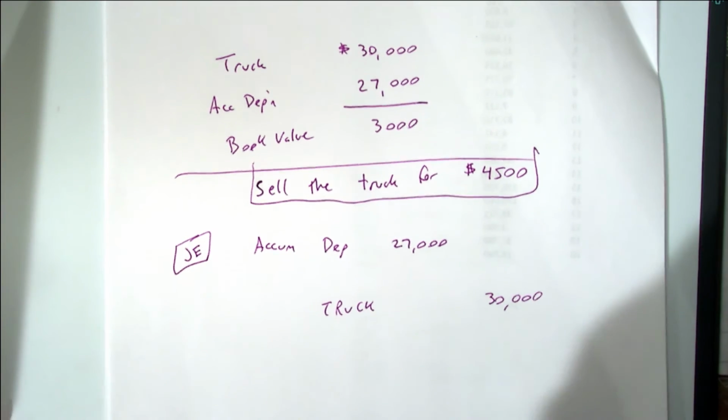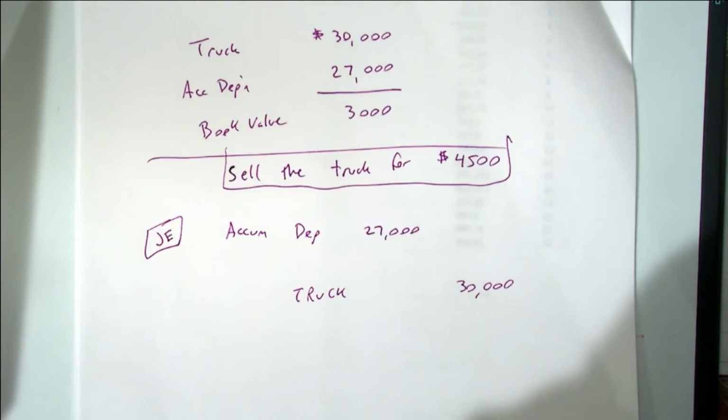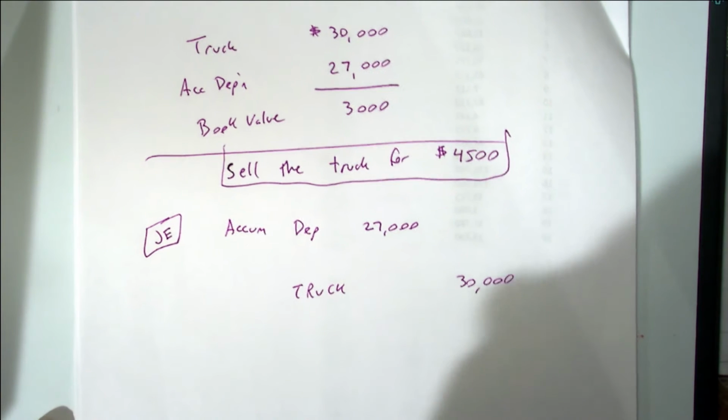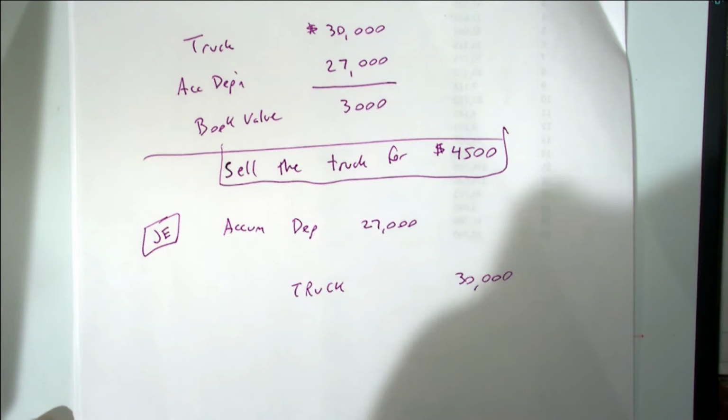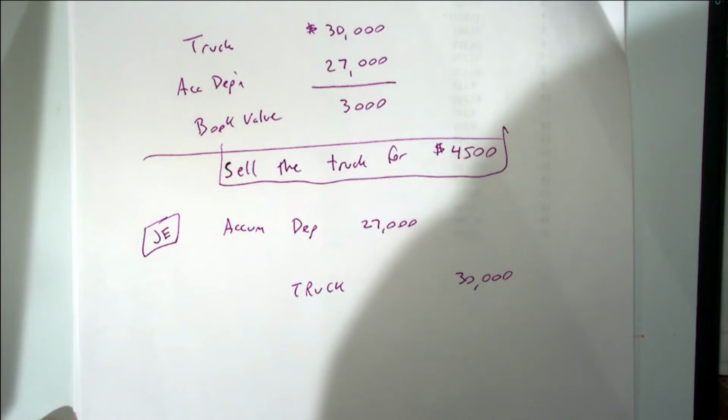The next thing we have to do is record any cash given or received. Now, we didn't have this in the previous example, did we? With the truck that we just gave away. But here we've received cash of how much?